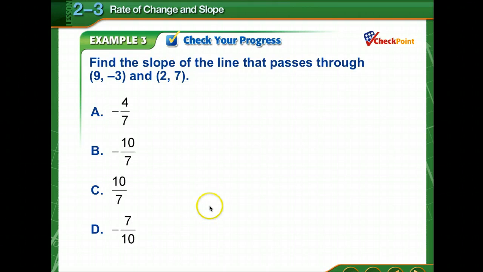Time for you to check your progress. Find the slope of the line that passes through points (9, -3) and (2, 7). So pause the video for a moment, come back and check your answer. So 7 minus -3 over 2 minus 9 gives you -10 over 7. So the answer is B. Awesome.